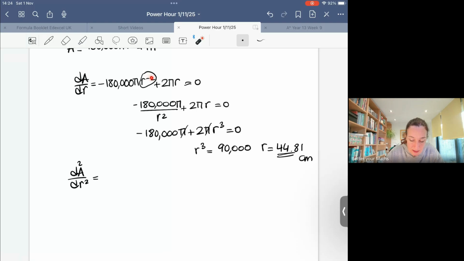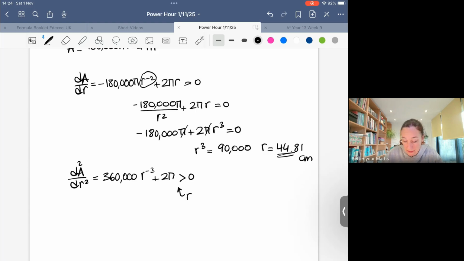So I have minus 2 times this, which becomes positive, and I have 360,000 r to the minus 3 plus 2 pi. And this is going to be greater than 0 when r is any positive number, really. Yeah, when r is 44.81, because this is positive and there is no reason for anything to be negative here. This is positive, therefore it's a minimum.